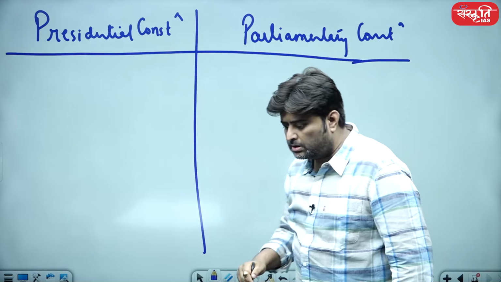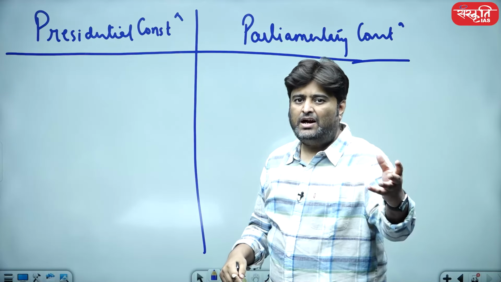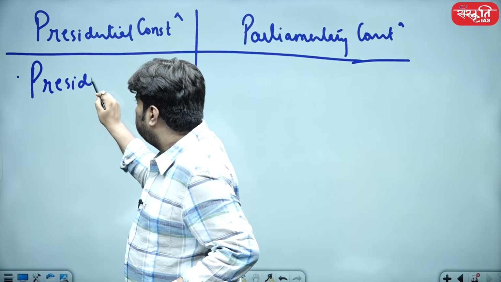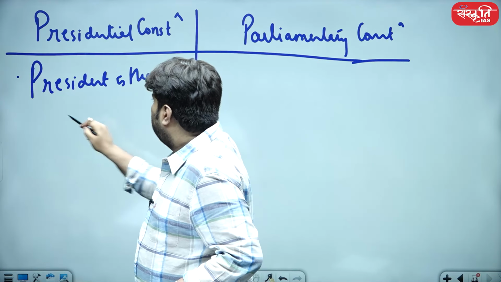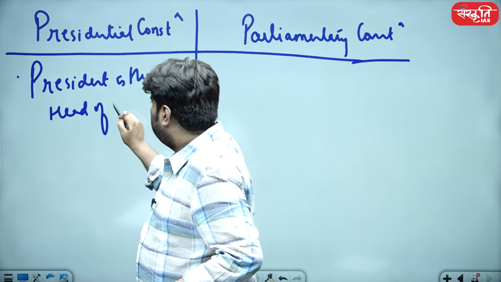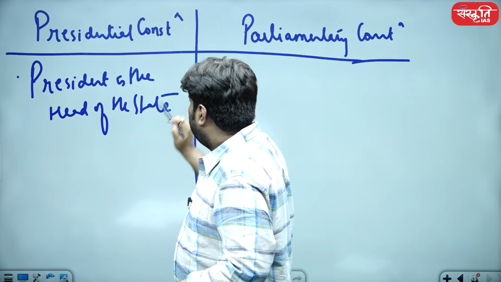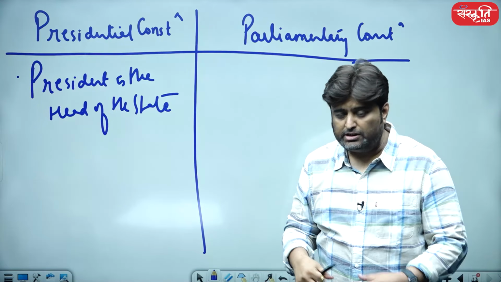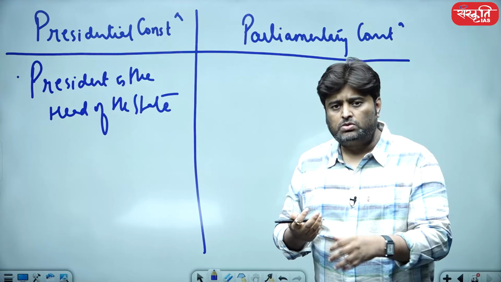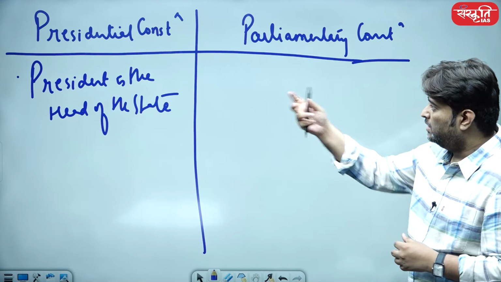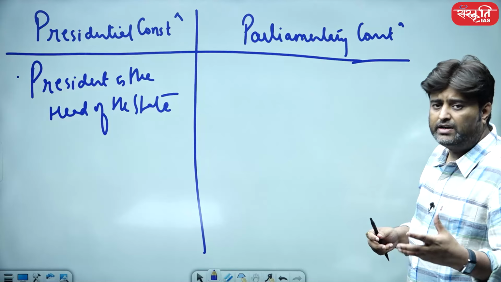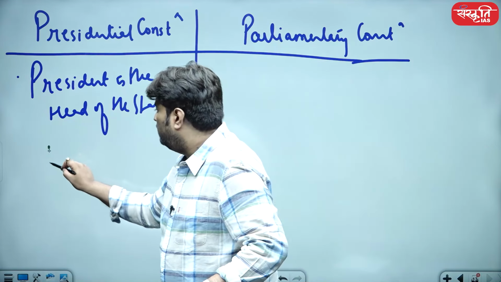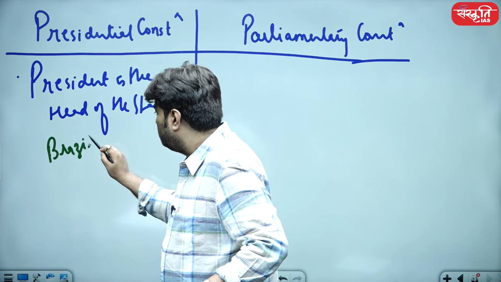So in the presidential system of constitutional value, president is the head of the state, and president being directly elected, which means people will directly vote for the president, of course, through the medium of electoral college itself. For example, Brazil and USA are considered to be the example of presidential constitutional system.